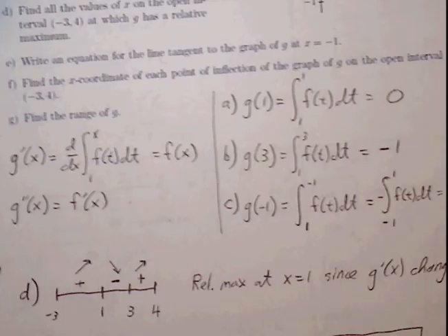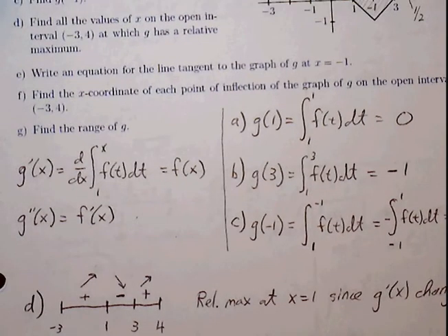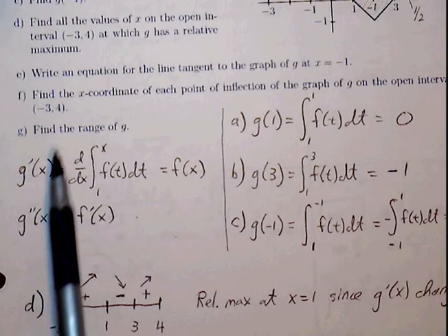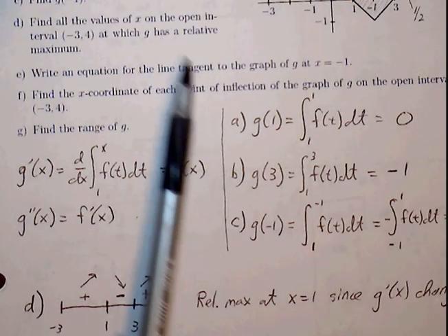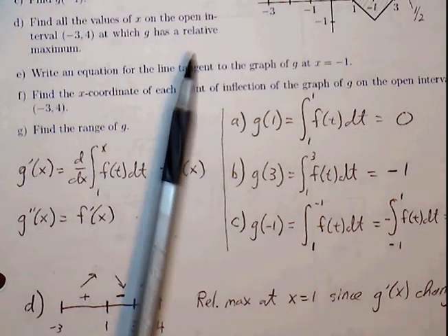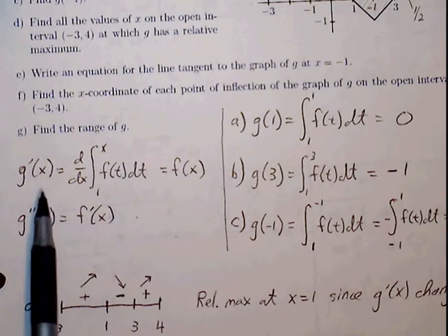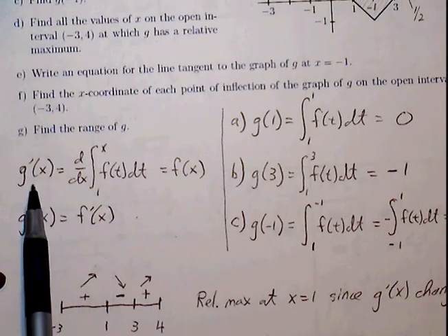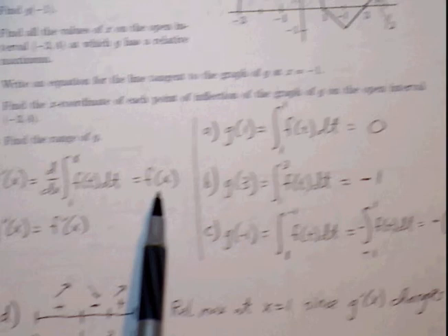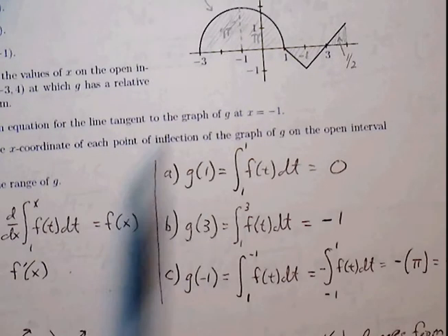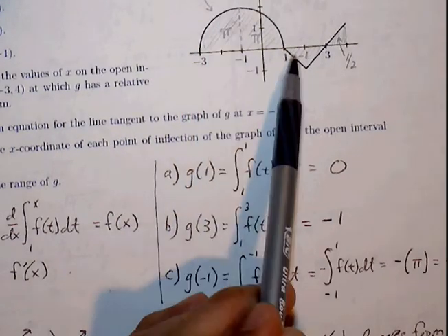Okay, for part D, find all the values of x on the open interval from -3 to 4 at which g has a relative maximum. So g is going to have a relative maximum where g prime is equal to 0. And since our g prime graph is our f of x graph, we can simply look at this as our g prime graph as well.